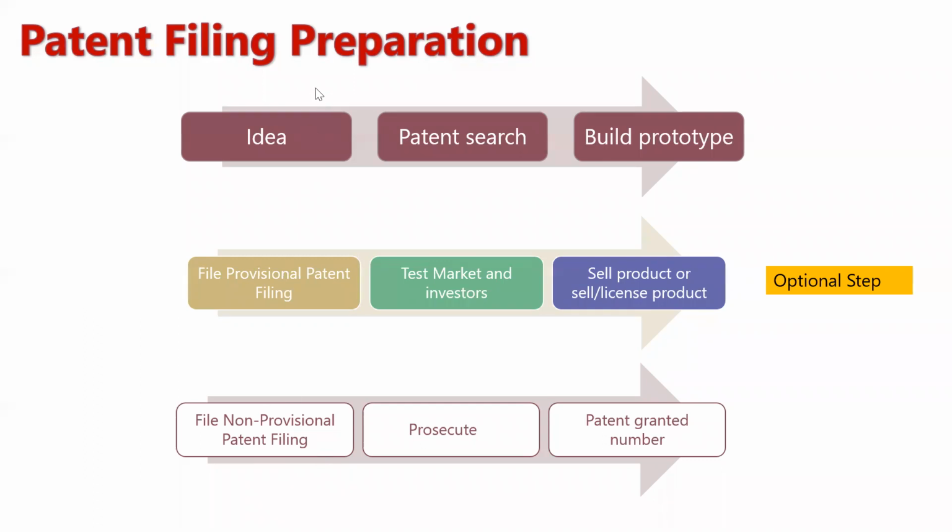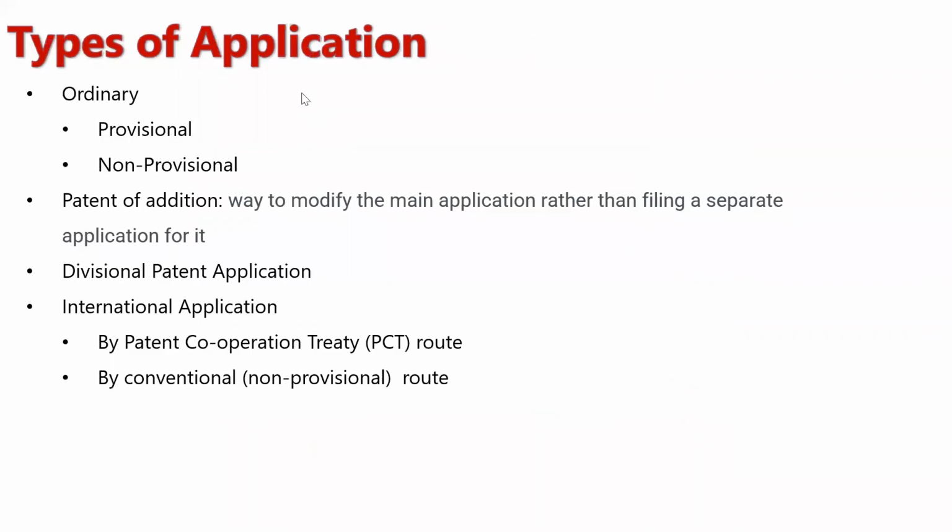So what types of applications are available? As I said, there are mainly two types of applications, the ordinary application. If I want to file a patent, I will file the ordinary one. So there are two options: you can file using a provisional application, or you can use a non-provisional application.